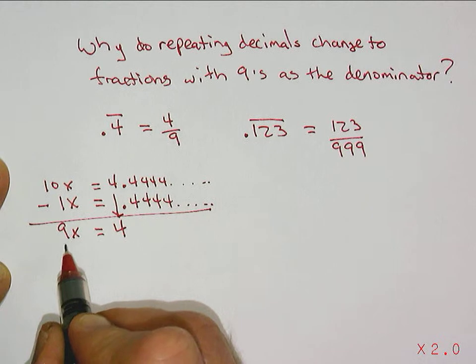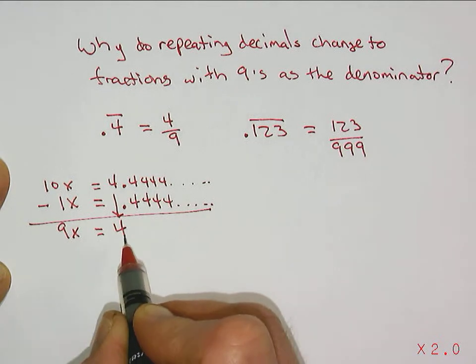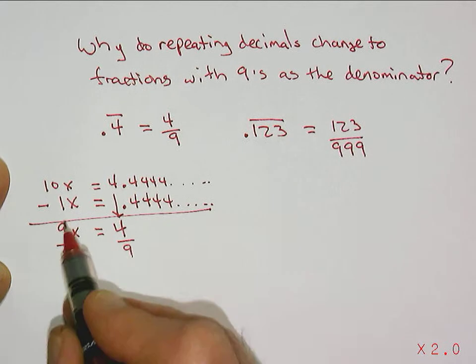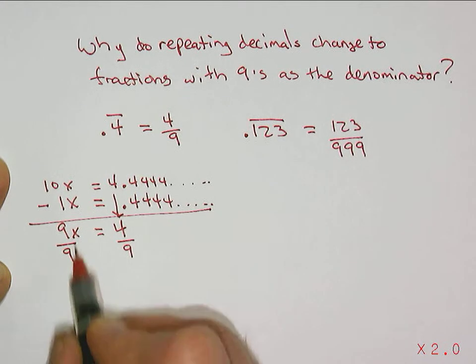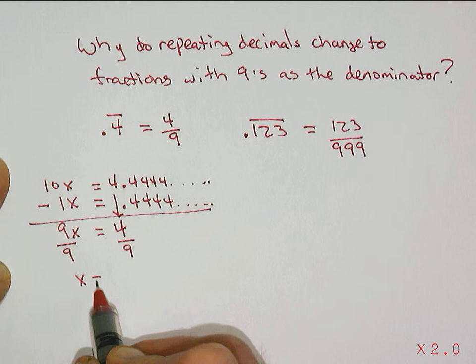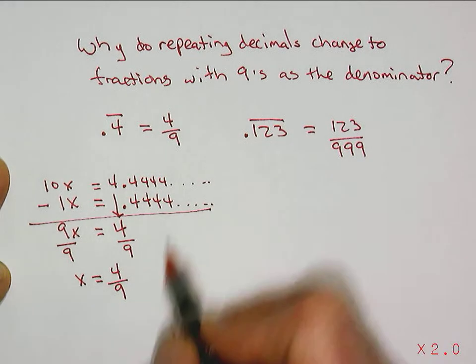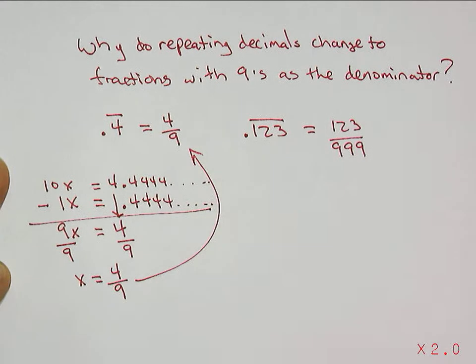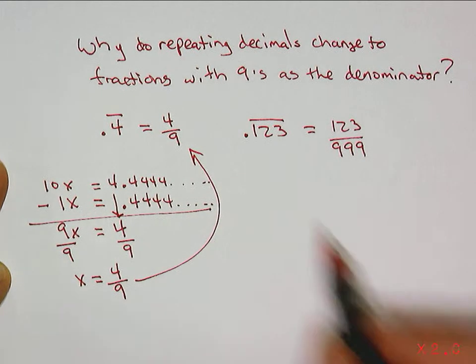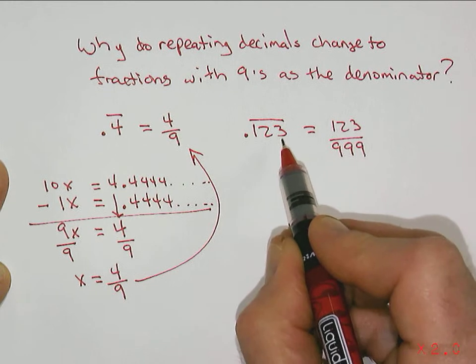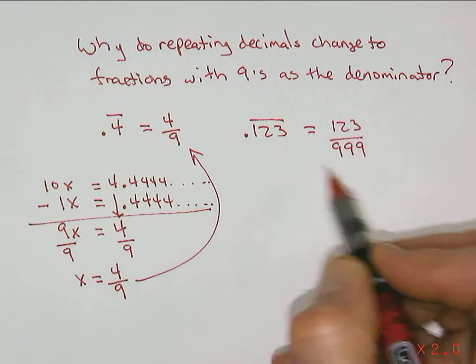And what I'm left with is that 9 times x equals 4. So if I divide both sides by 9, 9 divided by 9 is 1, 1x equals the fraction 4/9. And there you get the solution, 4/9. And that's true no matter how many numbers repeat. It just changes how many nines I'm going to have.